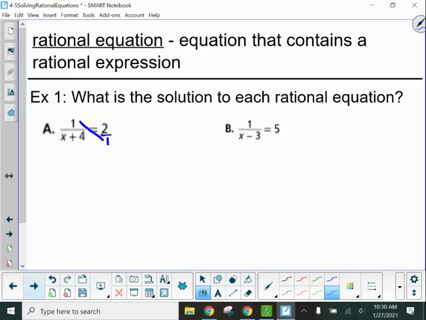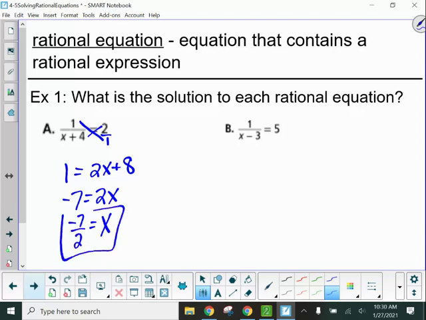So I'm going to multiply the top left to bottom right diagonal. I'm going to multiply the top right to bottom left diagonal, and I get 1 equals 2x plus 8. Notice there I did have to distribute the 2 to both the x and to the 4. And then I just go through and solve my equation. So I'm going to subtract 8. I get negative 7 is equal to 2x. Divide by 2, and I get x equals negative 7 halves.